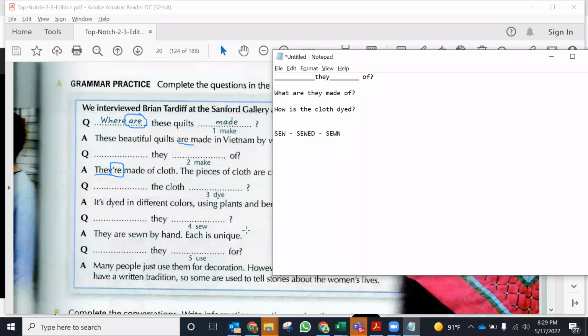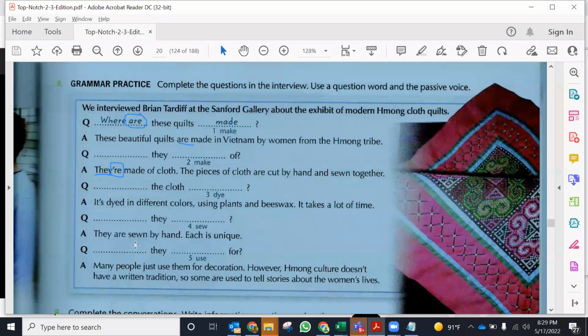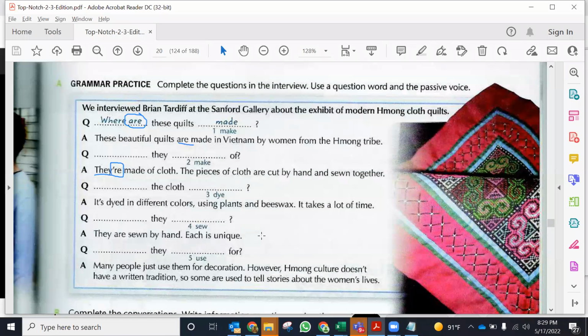Entonces, una disculpa, aquí sería entonces, how are they sewn? Okay, I'm sorry. Sewn. How are they sewn? They are sewn by hand. Each is unique. ¿Cómo son cosidas? ¿O cómo son articuladas? Pues son cosidas a mano. ¿Ok? Cada una es única.